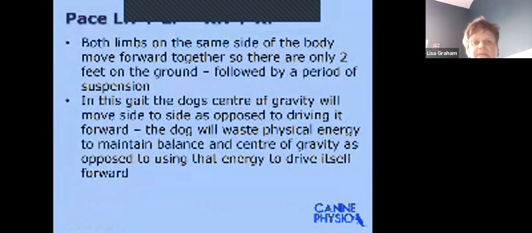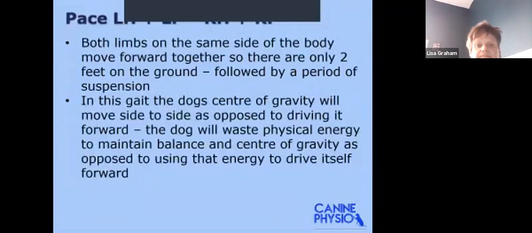So with a pace, both limbs on the same side of the body move forward together. So you've only ever got 2 feet on the ground. So left hind, left fore are going to move together, pick up off the ground at the same point more or less, and move together and make contact with the ground again. And then the right fore and right hind are going to repeat exactly the same movement.